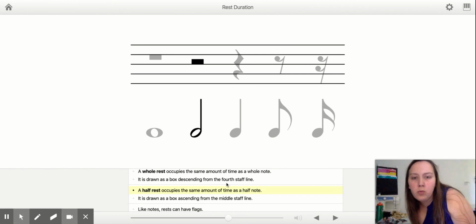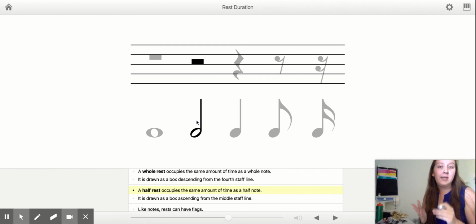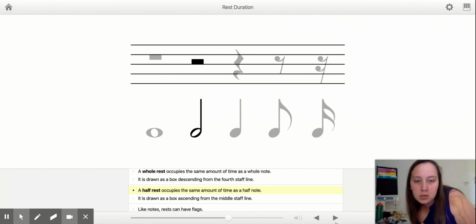Though, if you can read the words down here, it talks about the specific place for the whole note and half note to be written, like which line. In a lot of vocal music, you'll see that that's different because sometimes we have multiple parts on the same line. So I'm not super worried about that.